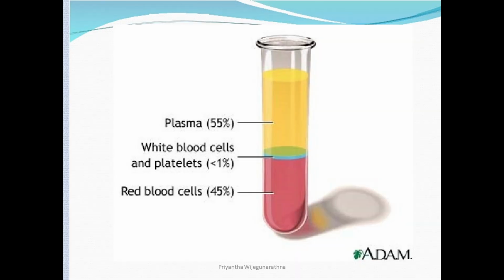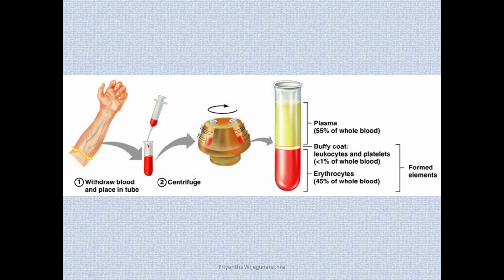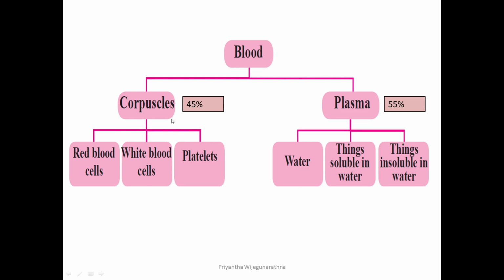When you take the blood, it has two main components: the liquid component, or plasma, and corpuscles, or the solid components. The liquid component plasma is about 55% of the blood, and 45% of the blood is corpuscles. It contains red blood cells or erythrocytes, white blood cells or leukocytes, and platelets.